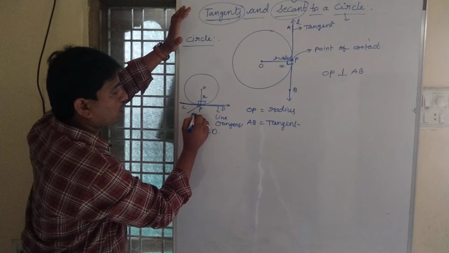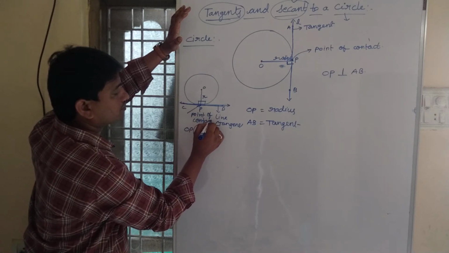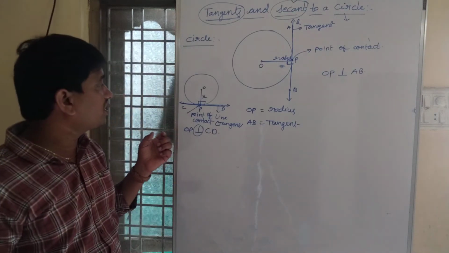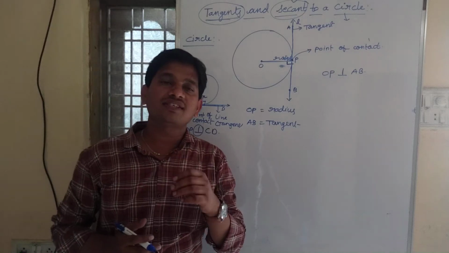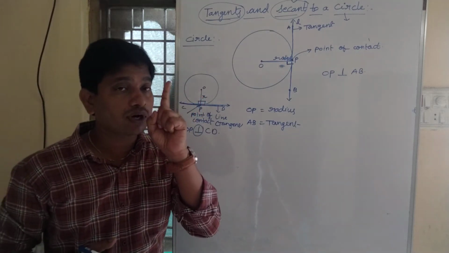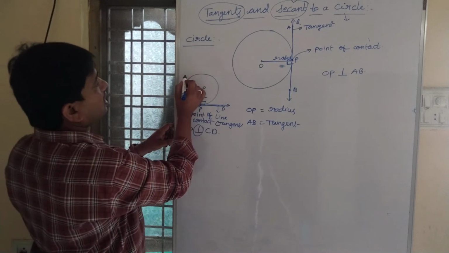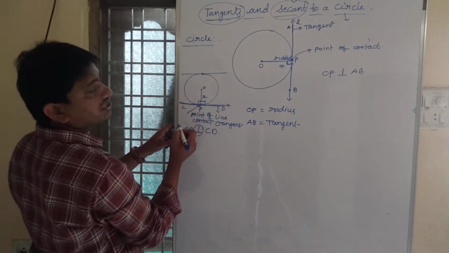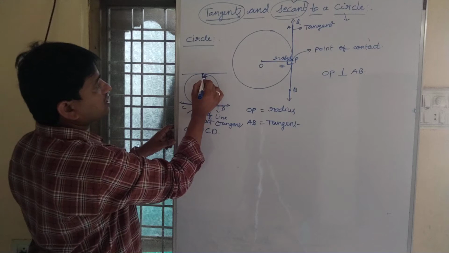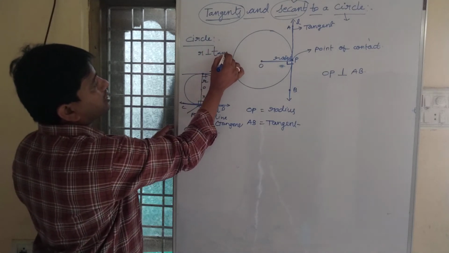This is our point of contact. From the theorem, what is the theorem? Radius is always perpendicular to the tangent at the point of contact. Okay, so we can write here also. For example, this is our tangent and this is our radius. Radius is perpendicular to the tangent. Radius is always perpendicular to the tangent.